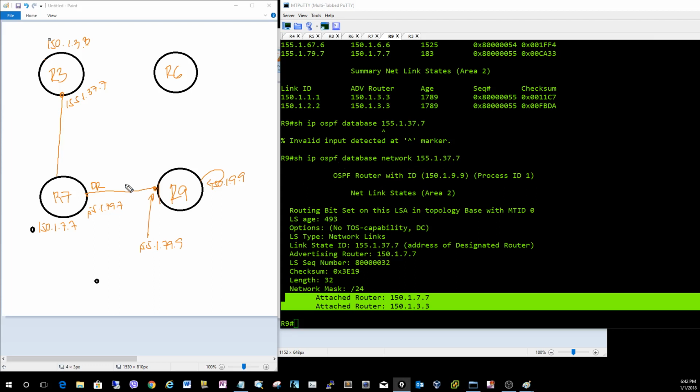I actually queried this guy right here. Sorry about that. So it says that the address of the designated router is 155.1.37.7, because the advertising router is 150.1.7.7, which is us, from the perspective of this guy. So how do we know the IP address of this guy?